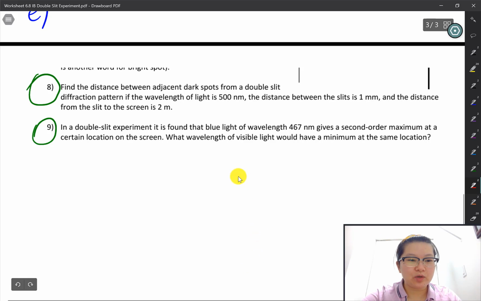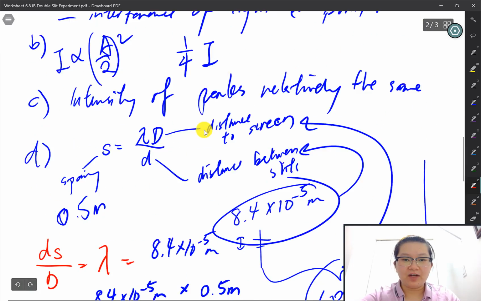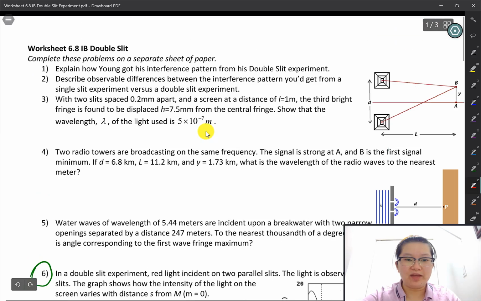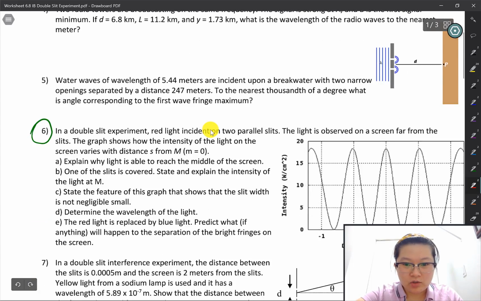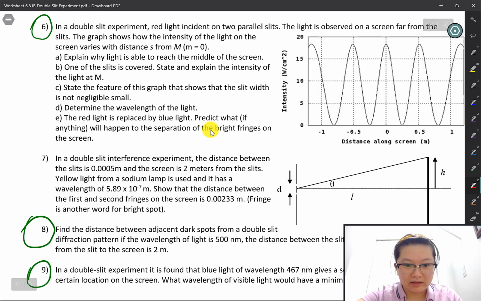In this video, we're going to do questions 8 and maybe 9 from this worksheet that we have over here for double slit experiments. So, without further ado, let's begin.